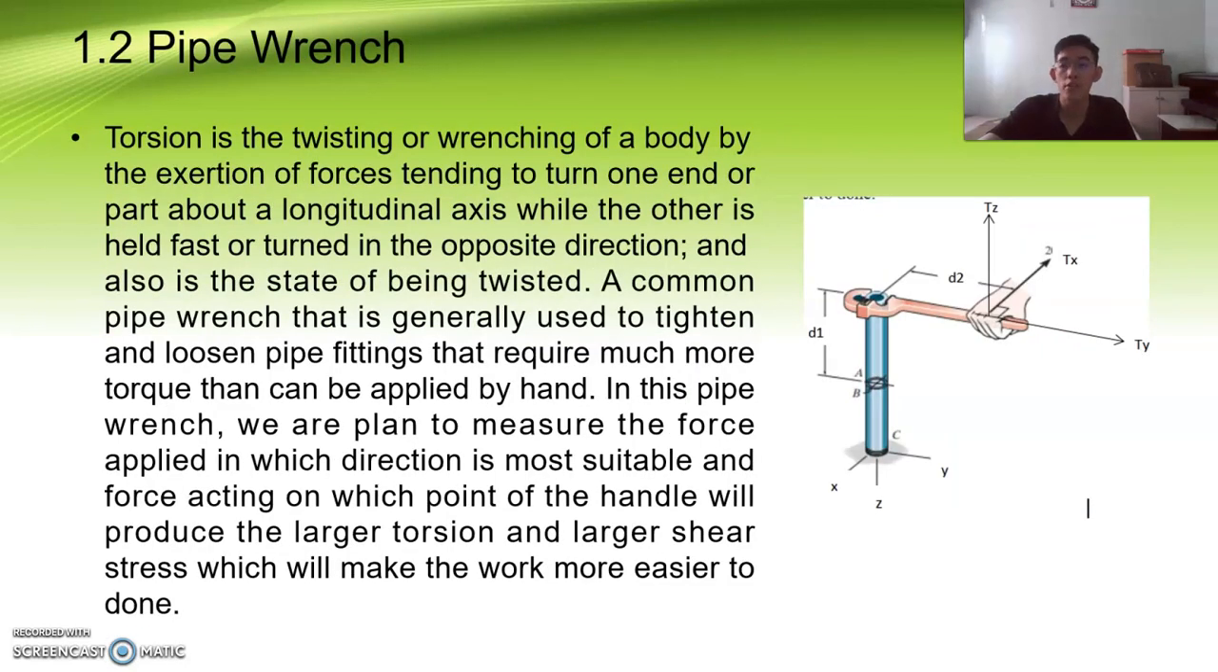So the second problem is the pipe wrench. When we use the pipe wrench, the torque will be applied, so we will tighten or loosen the pipe. From this example, we will determine the maximum torsion and the larger shear stress, which will make the work easier to be done with this pipe wrench.